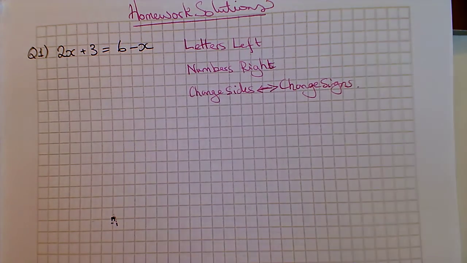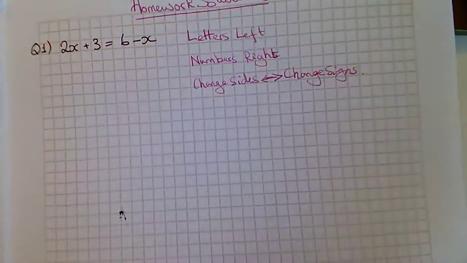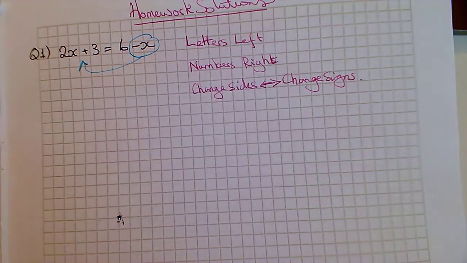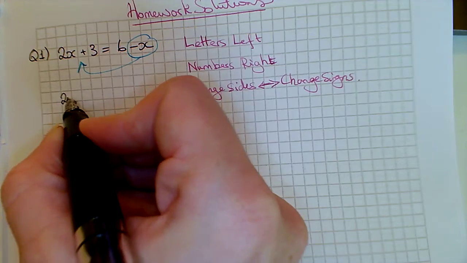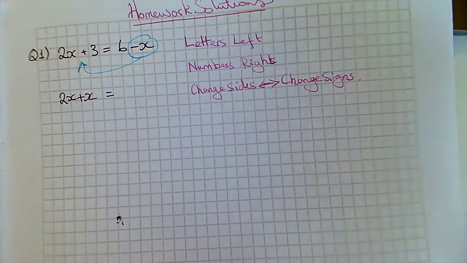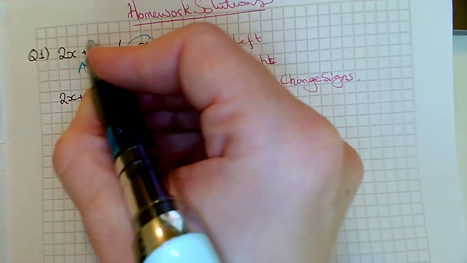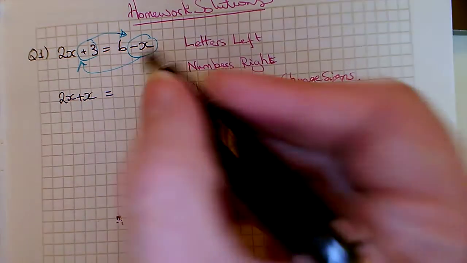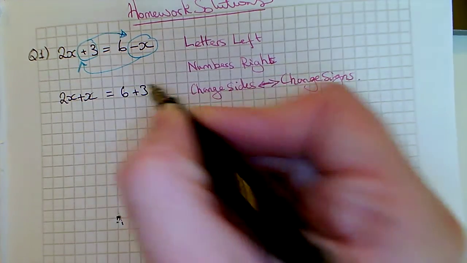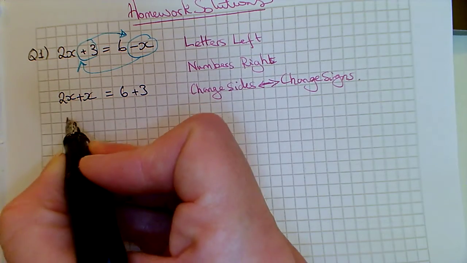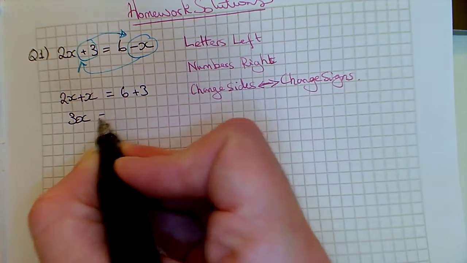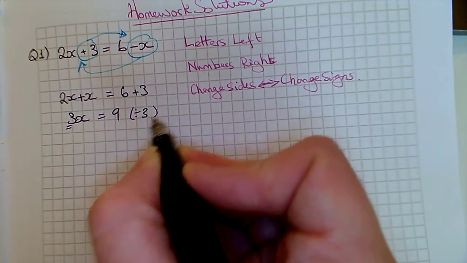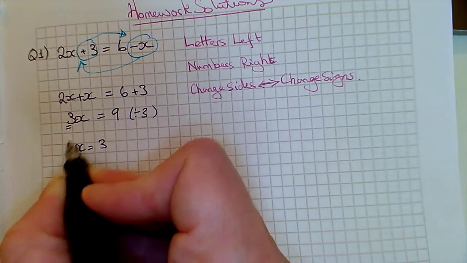This is a shortcut of doing the same thing to both sides of the equation. So the minus x is going to come over here and it will become a plus x, which will give me 2x plus x equal to my plus 3 is going to come over here and it's going to become a minus 3. So 2x plus x is equal to 6 plus 3. We simplify that. Those are like terms. 2 plus 1 is 3. 3x is equal to 9. And then we divide across by the coefficient. So x is equal to 3.